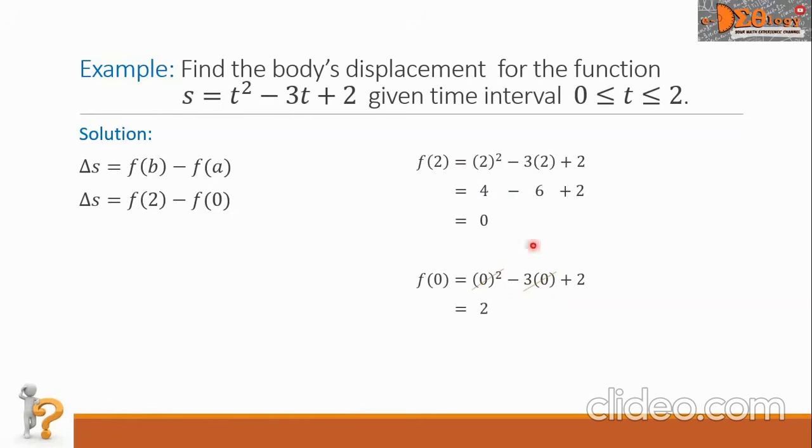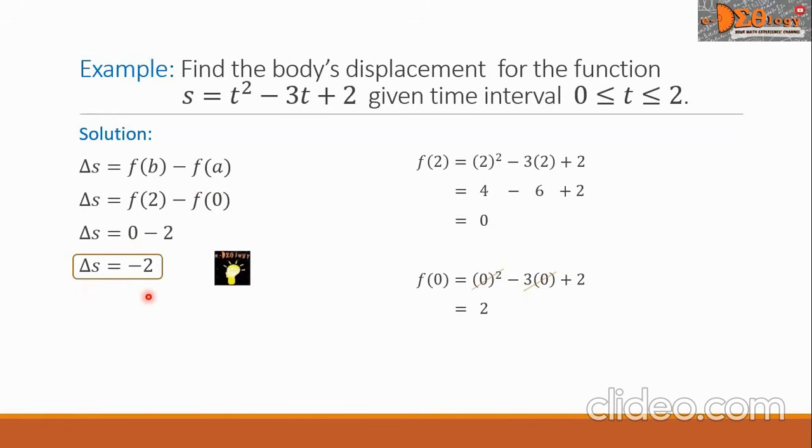Let us substitute the corresponding values in here. So our ΔS now becomes 0 − 2, and our final answer is −2. This is our ΔS, and this is the displacement in this problem.